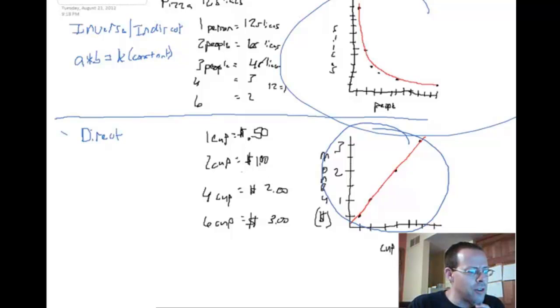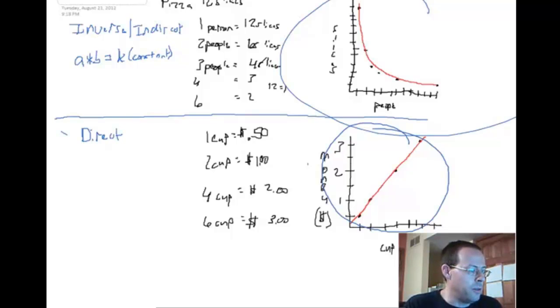From math, you should know if we have a straight line, the slope is a constant. So how do we calculate slope? Slope is usually rise over run. If we look at this, our rise is related to our money, and our run is our cups. So let's take 50 cents divided by 1. We would get 50, or half, because 50 cents is half of $1. So half divided by 1 is half.